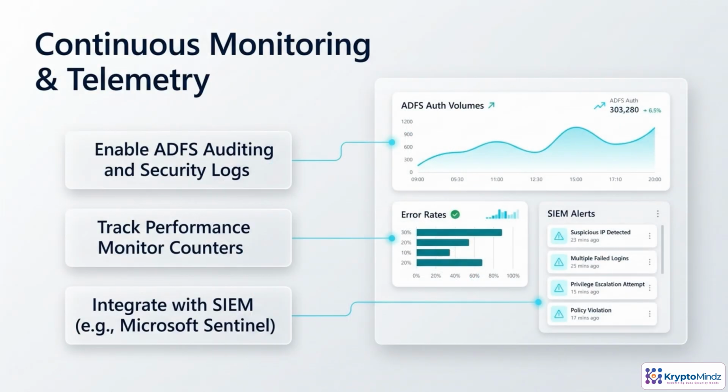To keep your ADFS and PKI-backed authentication stable, treat monitoring as a first-class feature, not an afterthought. Begin by enabling detailed auditing. Log successes, failures, token issuance, and configuration changes. Those events become your forensic record when something breaks or is attacked. Then, watch performance counters for queues, latency, and error rates so you can respond before users notice issues. And stream everything into a SIEM like Microsoft Sentinel, building alerts for unusual patterns, not just hard failures.